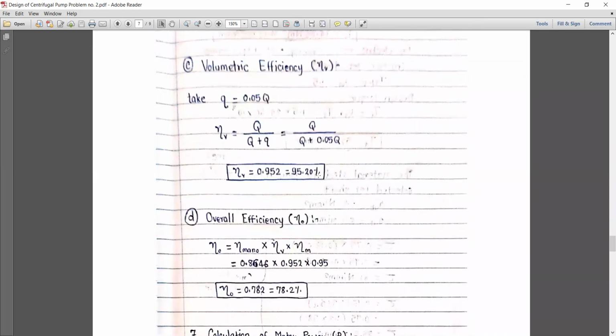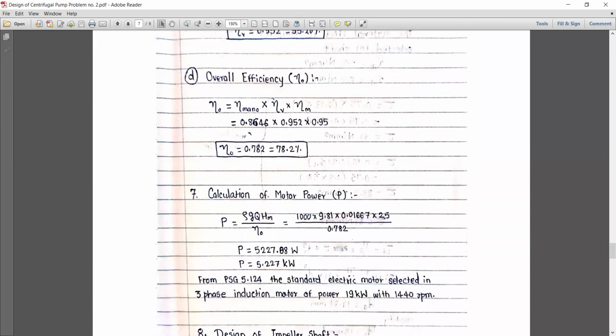Now next one, calculate the volumetric efficiency. So the leakage Q is equal to 0.05 of actual Q. So the volume gets directly reduced. That's why we have considered such things. Otherwise, you can directly consider it as 95%. But we are considering this equation. The output discharge is reduced by 5%. So capital Q divided by (Q plus q), putting all the values, what we get, the volumetric efficiency is 95.2%. If you want, you can directly assume it as 95%.